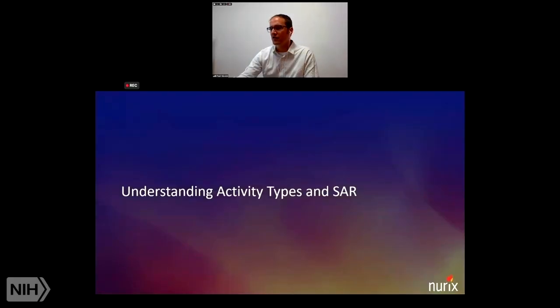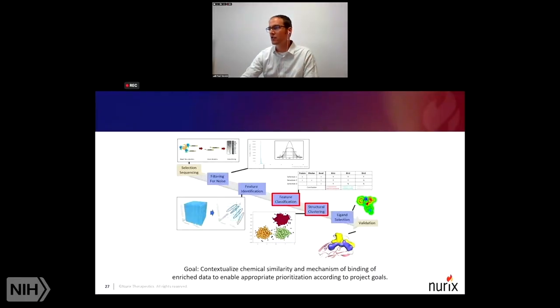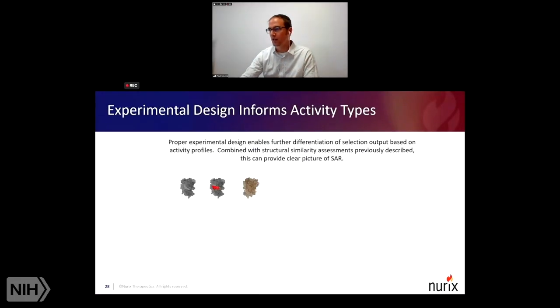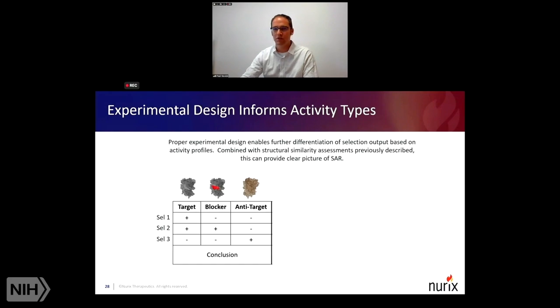So once you have triaged, you can start moving to understanding the activity types or the binding modalities from your output, and then relating those to the chemical structures that you're seeing, understanding the SAR. So let's consider an example selection campaign where we have 3 different selections. The first selection is going to be containing just my target of interest. The second selection will be containing a target plus a supplement, which binds to a known binding site. And the third selection is a counter target or my anti-target selection.